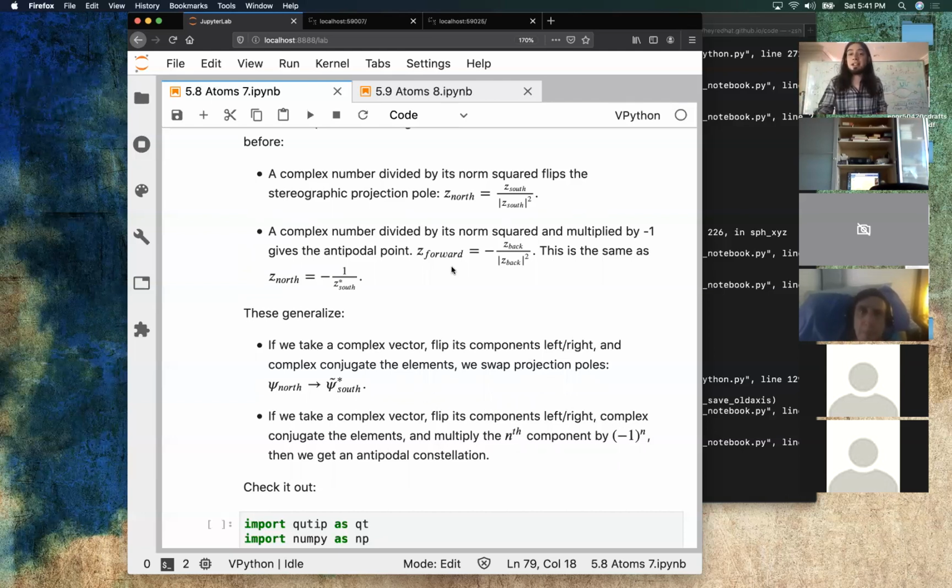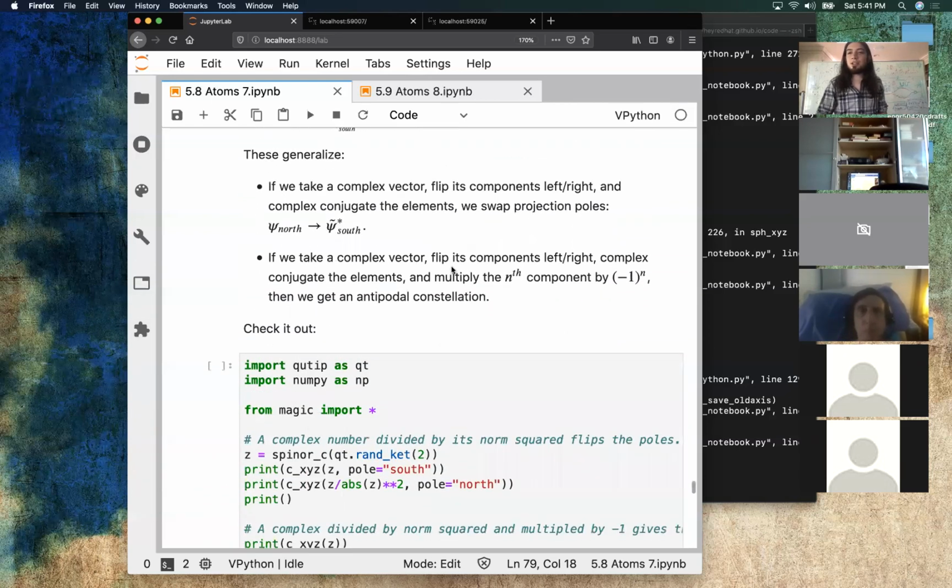And it turns out that that generalizes to the general, degree n polynomials. In other words, if we take a complex vector and flip its components left and right and complex conjugate the elements, we swap the projection poles. If we take a complex vector, flip its components left and right, complex conjugate the elements, and multiply the nth component by -1 to the n, in other words, multiply every other component by -1, then it sends each of the roots to the antipodal point on the sphere.